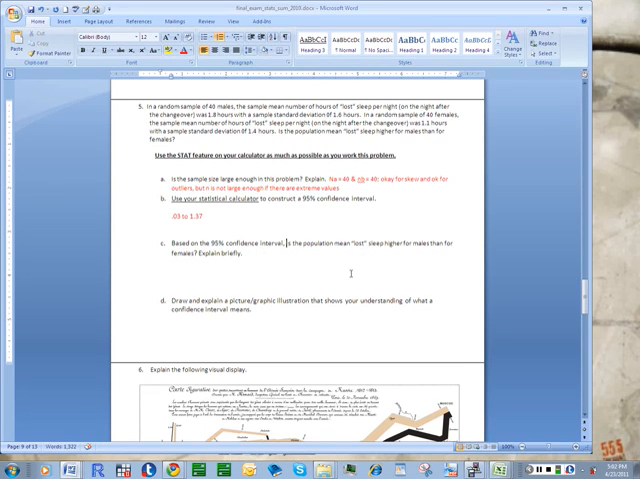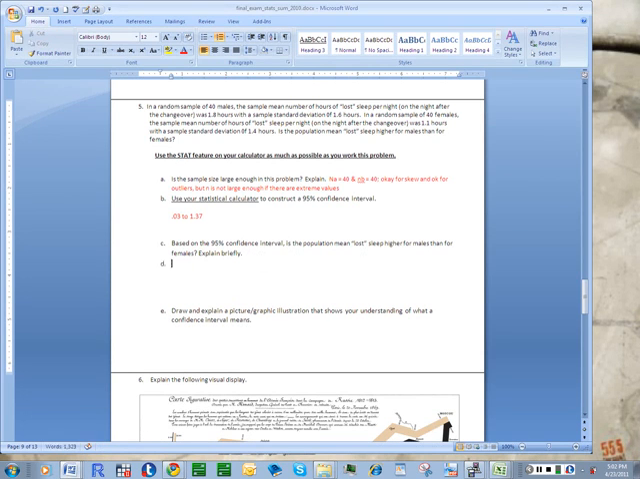Okay, so is the population mean higher for males than females? And the answer to that is yes, because the entire interval is greater than 0. So we're saying that they've lost somewhere between, I guess that's 0.03 of an hour to 1.37 of an hour.